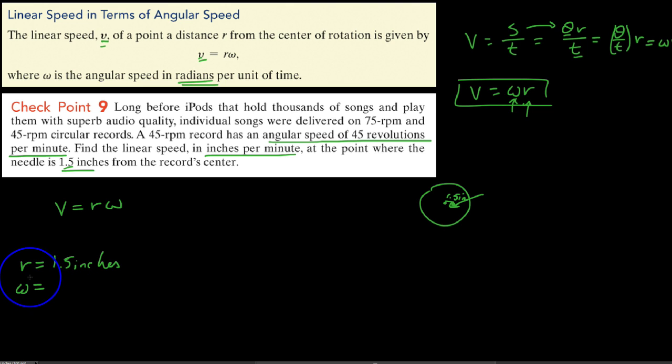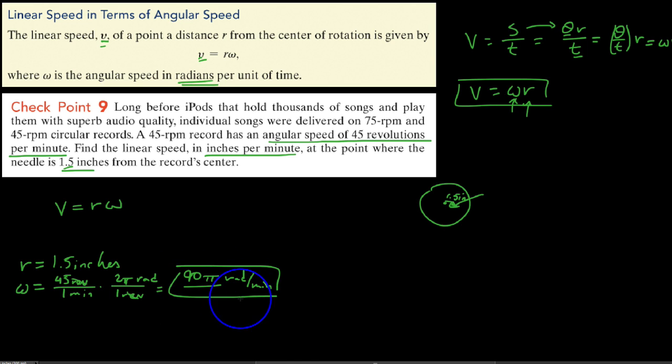So our radius is 1.5 inches. Now we just need our angular speed. Our angular speed was given to us in revolutions per minute. So we know that it's 45 RPMs, or revolutions. Let me get my pen tool back out. 45 revolutions per 1 minute. But remember, we could take this and multiply it by 1 revolution is 2 pi radians. So again, we could just take our number of revolutions times 2 pi and we'd have our radians per minute. So our revolutions cancel out here. We get 45 times 2 pi is 90 pi. This is radians per minute. Okay, so here's our angular speed.